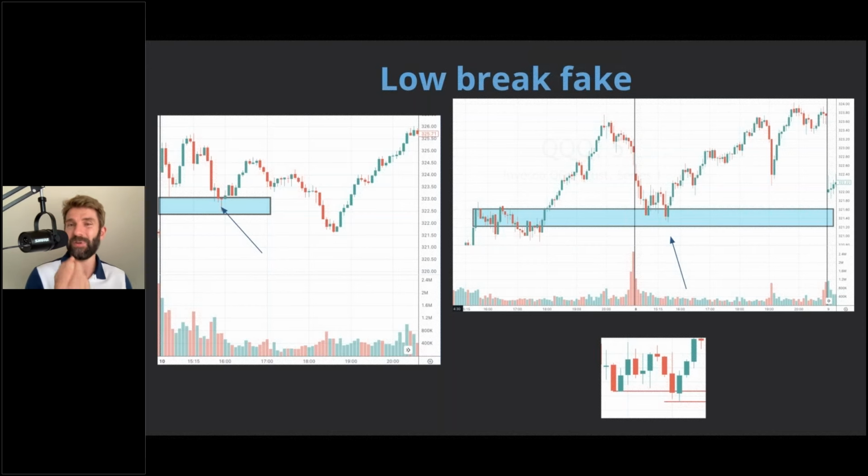But the trigger has to be a yes or no. And that helps once you've done all the work and you've added your intuition and the layers and stuff in. The final thing is just, it is a trade or it isn't. I'm either pushing that button or I'm not. So a low break fake is very similar to that.